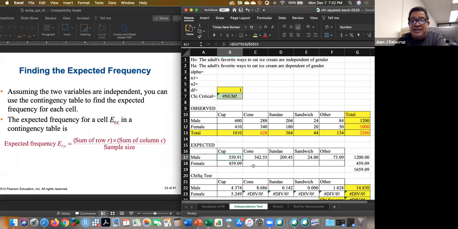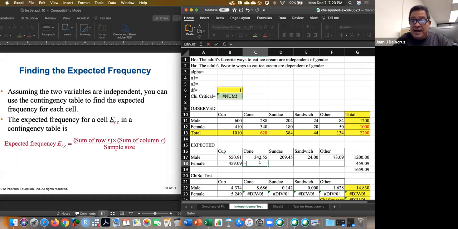So I don't need the totals. I don't care too much for the totals here. I care for the totals here, right? So I want to make sure that these numbers are the same. Probably I can find the totals here too, but as long as I get the 1200 and the 1000 here, I will be okay.